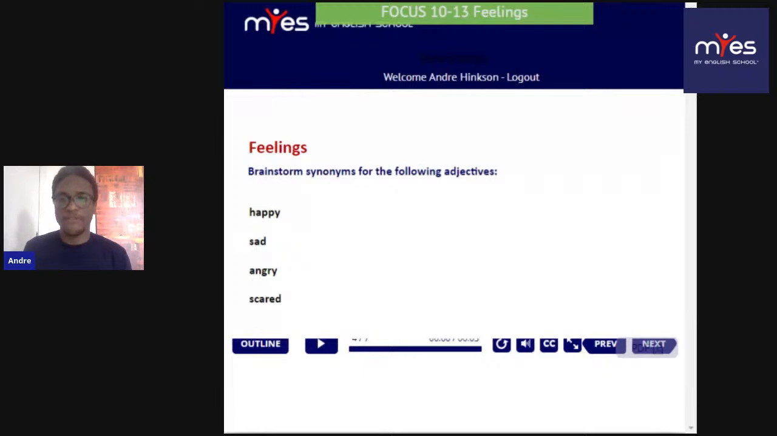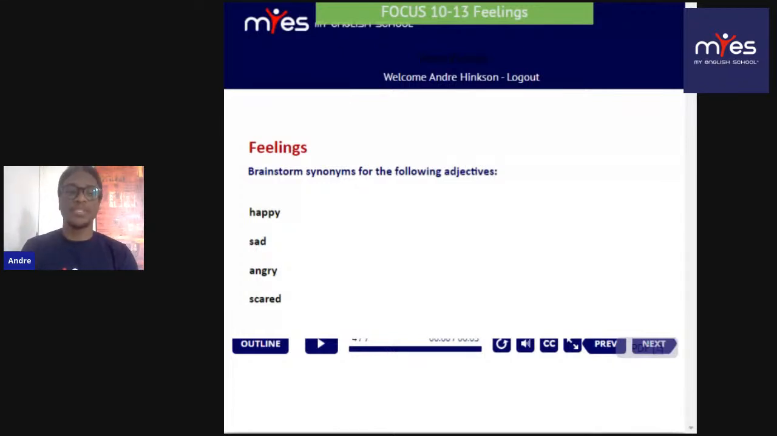So fear is the noun, but scared is the adjective. The name of the actual emotion is fear, but the adjective is scared or frightened. Frightened with the ed. So let's look at some other synonyms for these words, these adjectives.